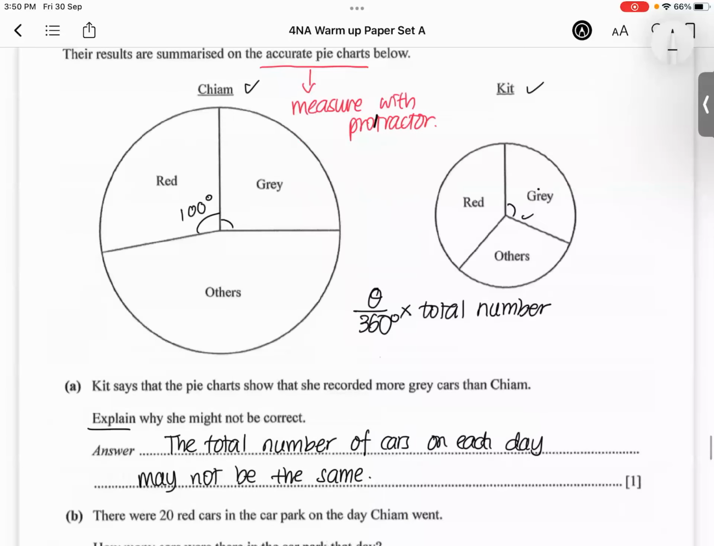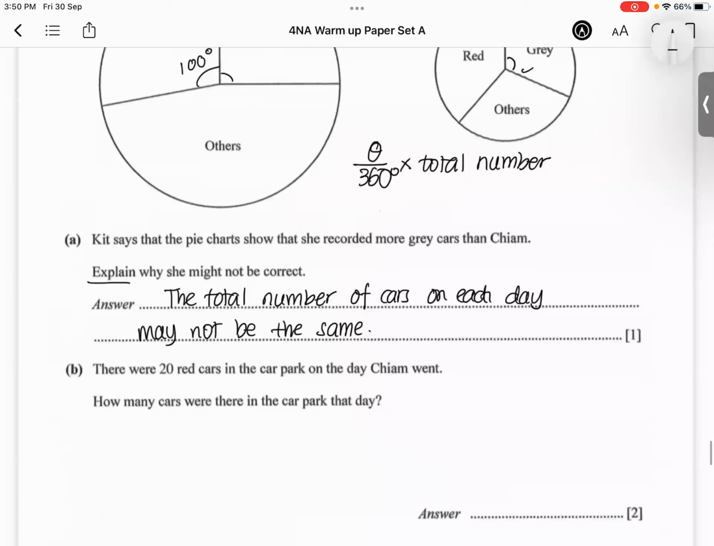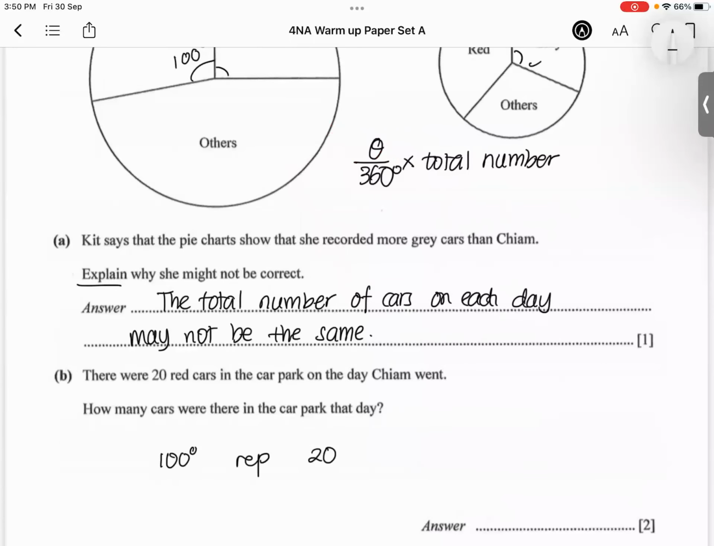So it means 100 degree represents 20 red cars. How many cars were there? The total number, a full set, will be the full circle, that will be 360. So I take 360 divided by 100 times 20. 360 over 100 times 20.